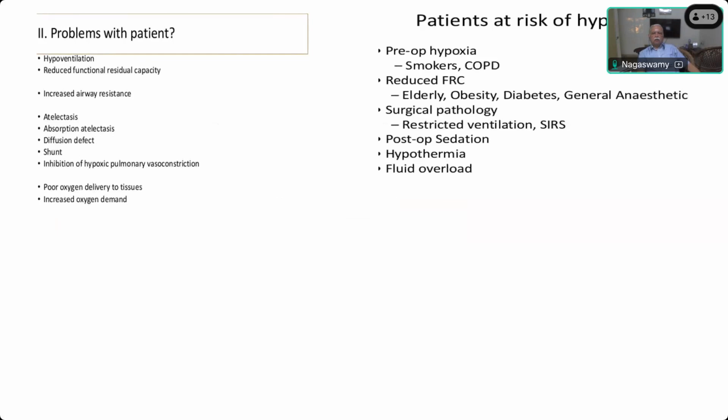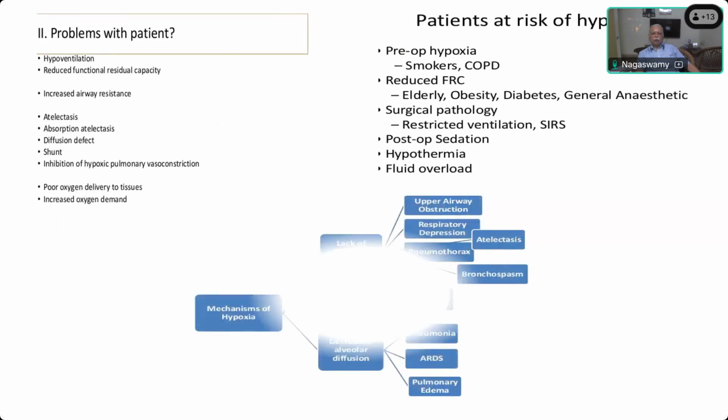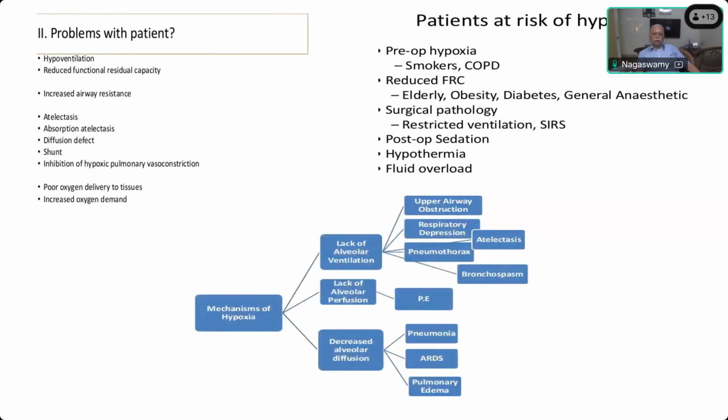Now, patients at risk of hypoxia, especially preoperatively, are smokers and COPD patients who have a reduced FRC. And of course, this is a repetition of what we saw in the preoperative causes, and surgical pathology, and hypothermia or fluid overload. So this is a flow chart which you can think of drawing in your answer.